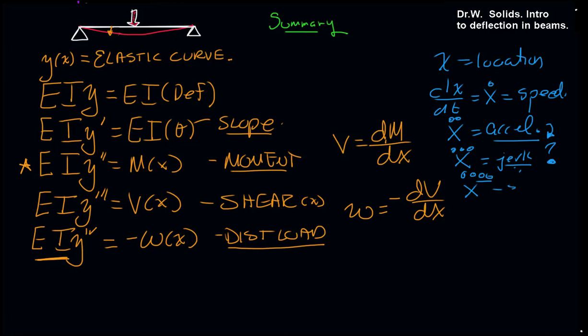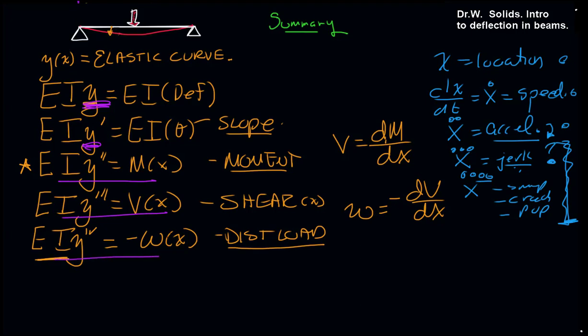X to the 4th would be snap, then crackle, and then pop if you want to keep going on and on. But these all have lost meaning for us. We understand location, speed, and acceleration, but not necessarily those. Interestingly here, though, we have the deflection y, followed by the slope, followed by the moment, the shear, and then ultimately the distributed load value that started it all. And every one of those values makes sense.